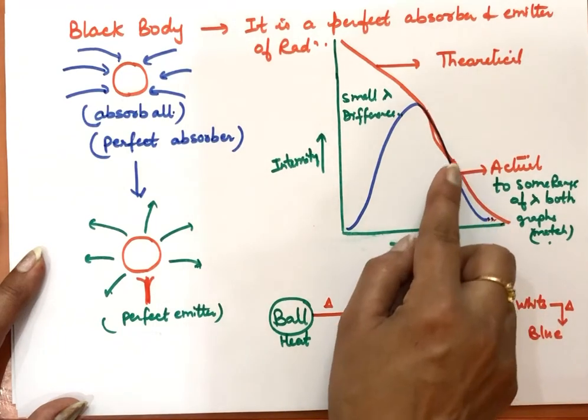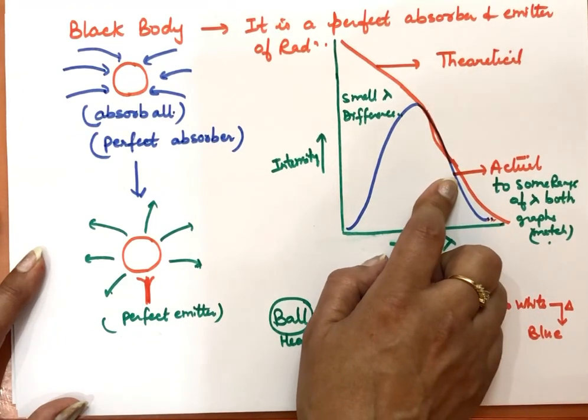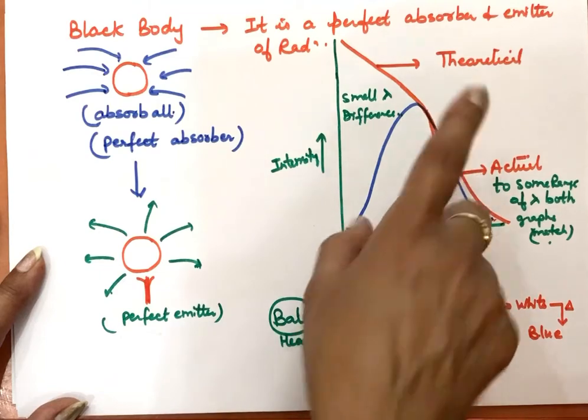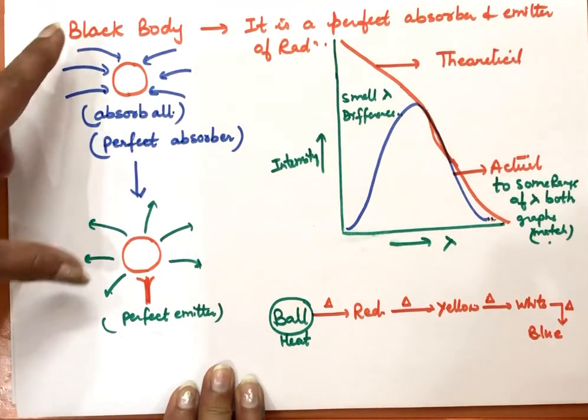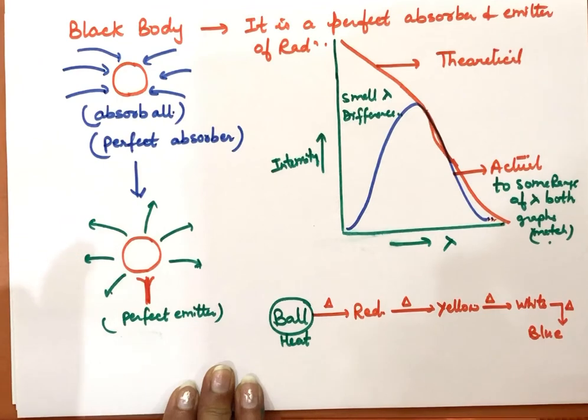That means we are not getting the same curve here. The actual and theoretical graphs are different when we apply them to the black body. There is some problem in the explanation of electromagnetic wave theory. So this behavior of the black body we cannot explain using electromagnetic wave theory. This is a drawback of electromagnetic wave theory. It could not explain the black body radiation phenomenon.